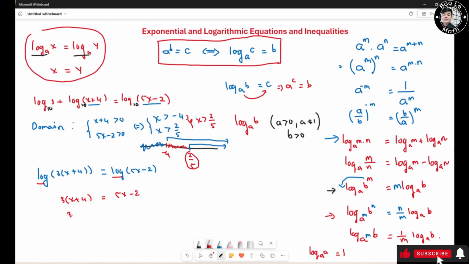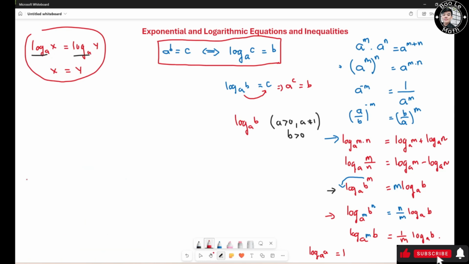So distribute this one is going to be 3s plus 12 equals 5s minus 2, right? And then subtract 5s both sides and subtract 12 both sides. It turns out to be negative 2s equals negative 14. And then divide both sides by negative 2, so s equals 7, right? Now we check to see if this guy is in the domain, right? We need s greater than 2 over 5, and we get s equal to 7. So this is the solution, right? Because it satisfies the domain, right? Now let's move on to the next example.